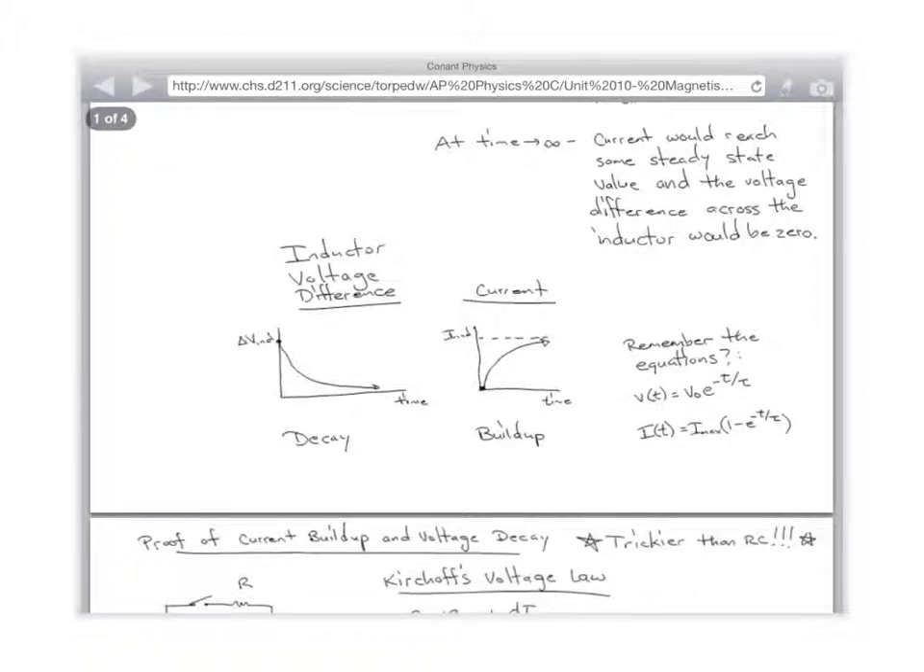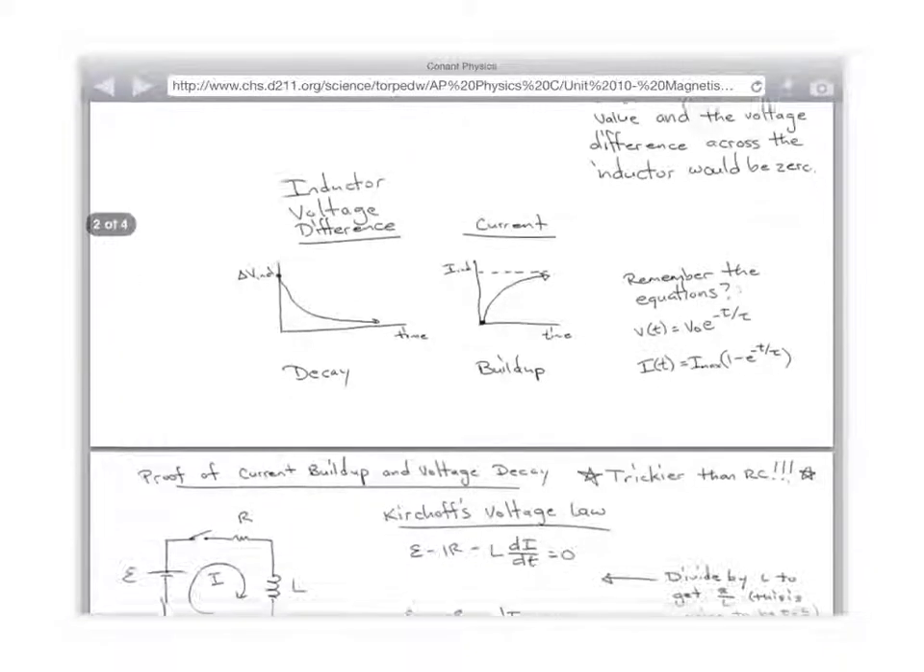And of course, do you remember the decay and buildup equations? What was the decay equation? V equals V max e to the negative t over tau, right? And then the buildup is I max times 1 minus e to the negative t over tau. So that's buildup. All right, so we're going to derive the decay and buildup again.